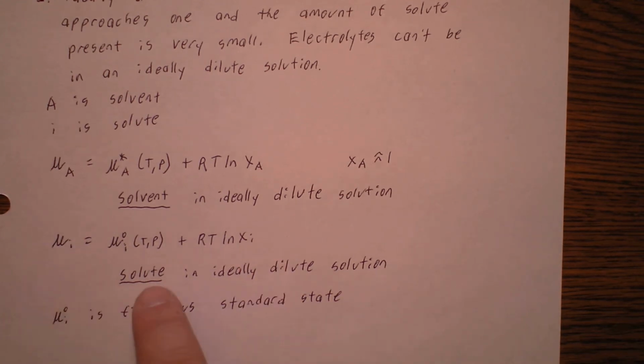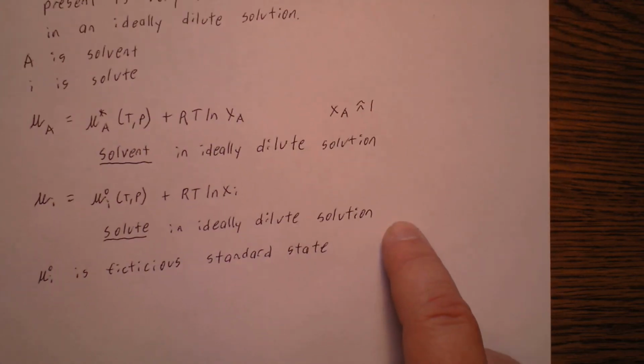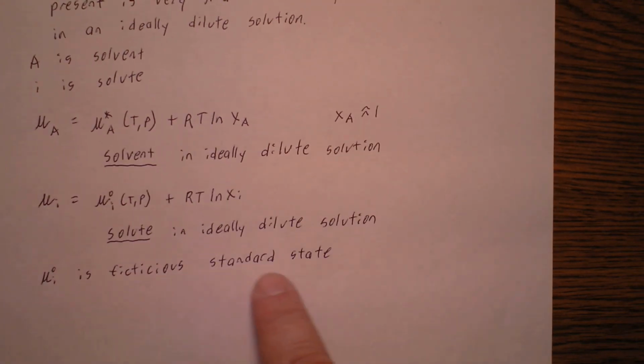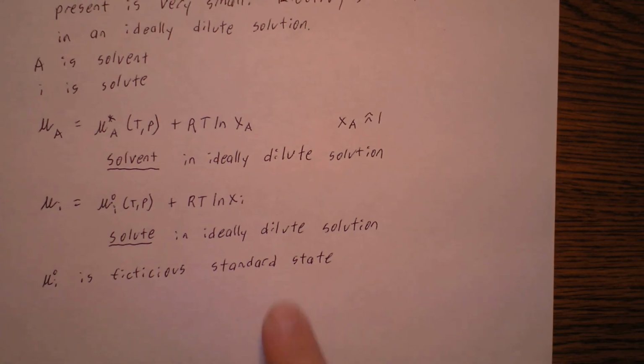So this is for the solute in an ideally dilute solution. But remember, this mu sub i naught is a fictitious standard state. We'll talk about what that means in a little bit.